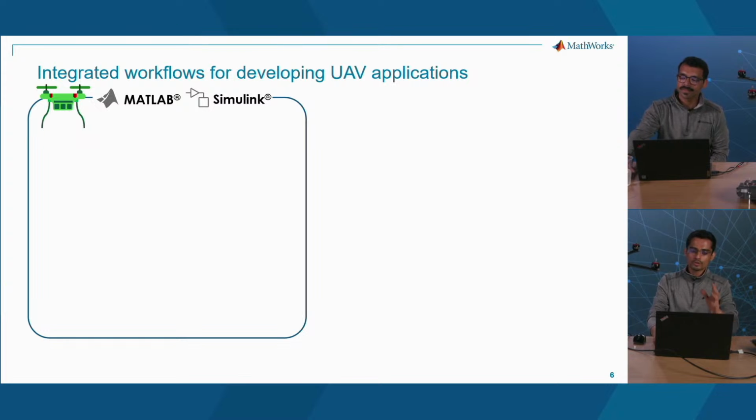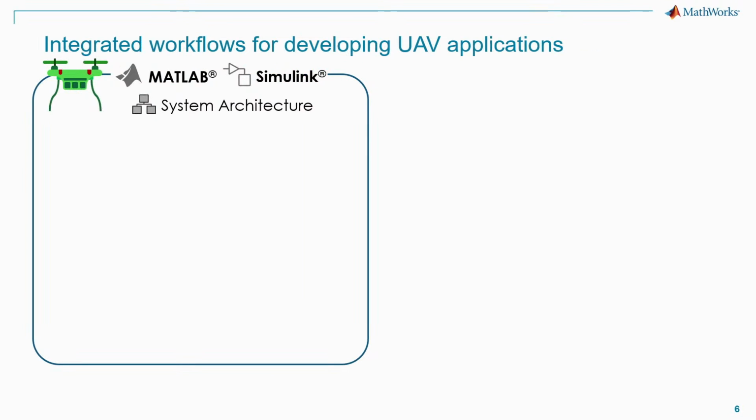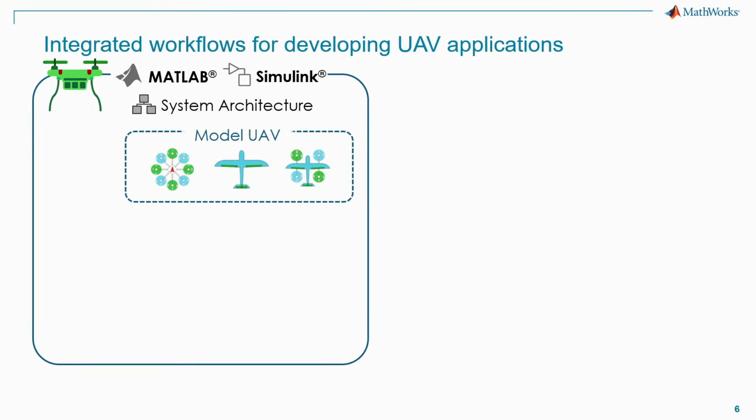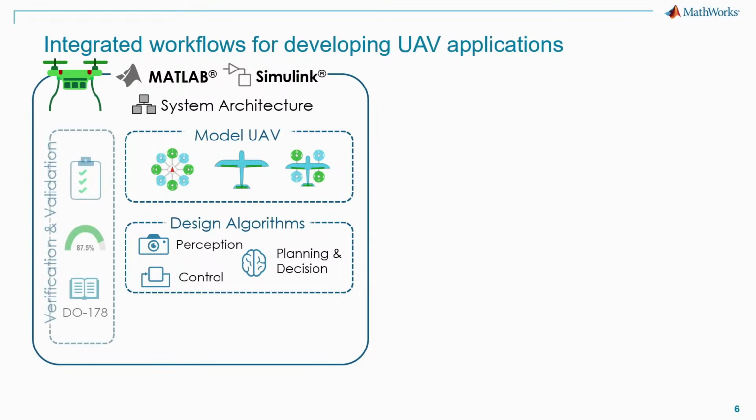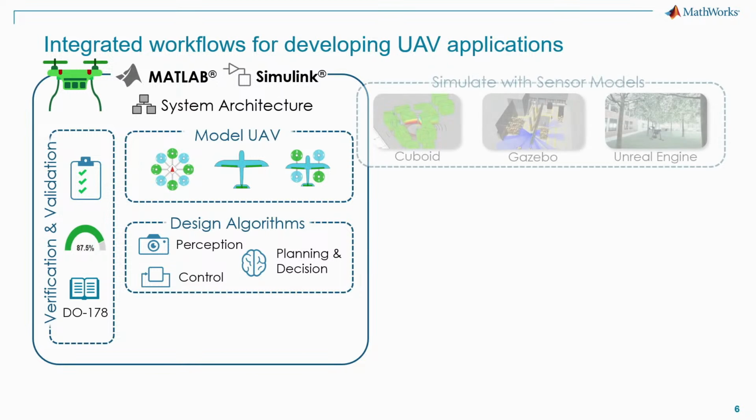All right, so I wanted to quickly go into the integrated workflow that we really showcase with our tools here. We start with a system architecture where you would define requirements for the system, and then we go into modeling the UAV. So we have tools to model the dynamics of a platform. It could be a multi-copter, fixed wing, or a hybrid like a VTOL aircraft. And then we go into designing algorithms. So we provide out-of-the-box autonomy algorithms from perception and planning to control. And further, we also have workflows to verify or certify these algorithms, such as for DO-178 certifications.